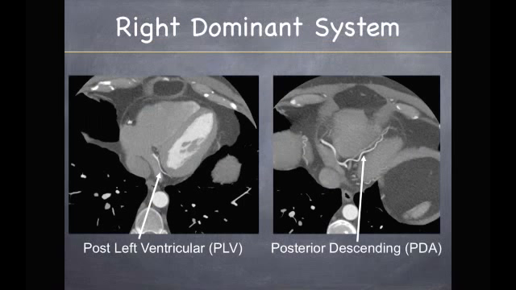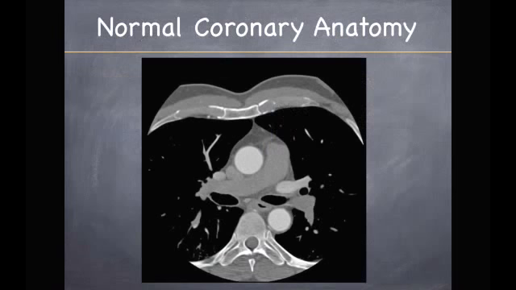Here you can see a patient who's right dominant, so in this case the posterior left ventricular branch or the posterior lateral branch is being supplied from the right coronary artery, as well as the PDA. So that's a right dominant system, and 70 to 80% of patients are actually right dominant.